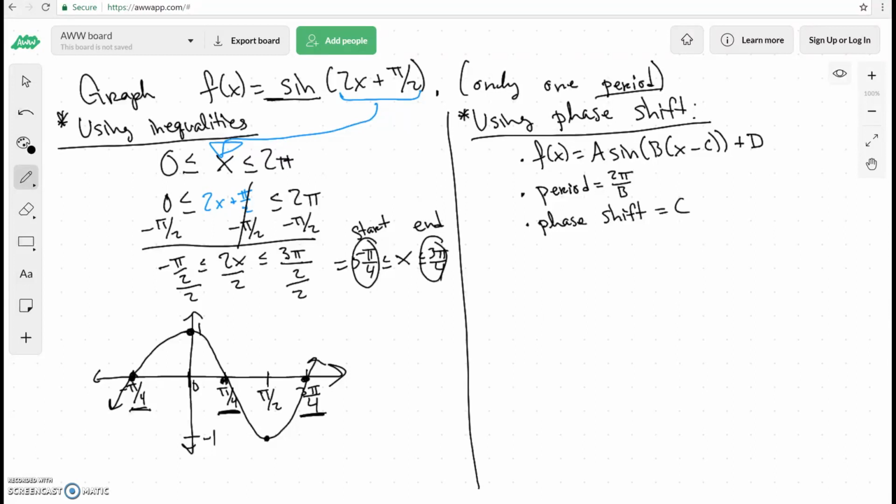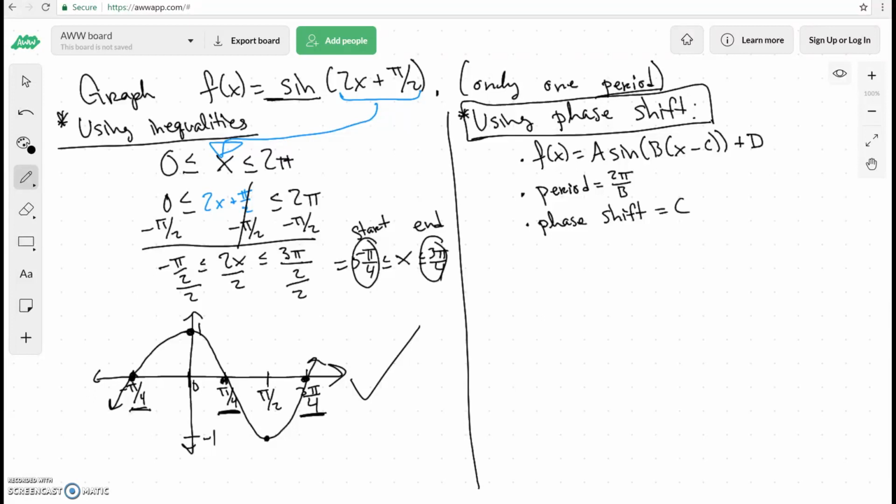How do I find the 5 major points? I'm using inequalities, but many of you have probably used phase shift. If you're good with this, you can pause the video and stop paying attention. But if you really want to know how to find the phase shift, you can continue on.